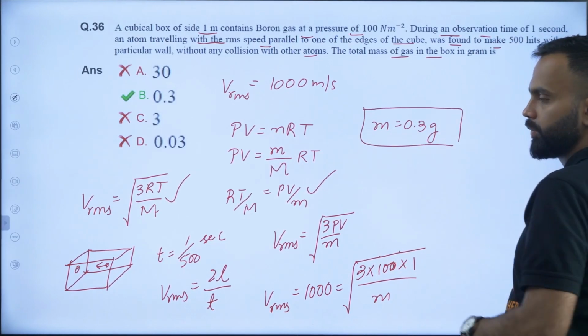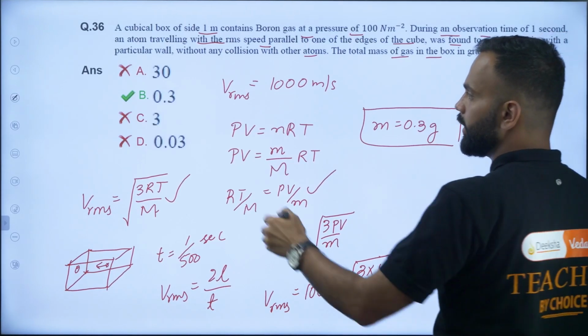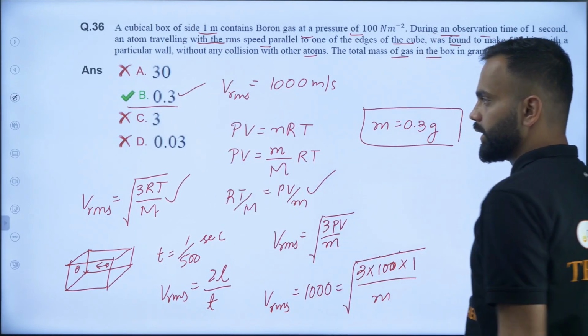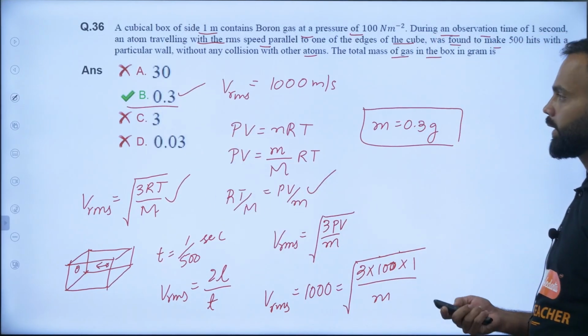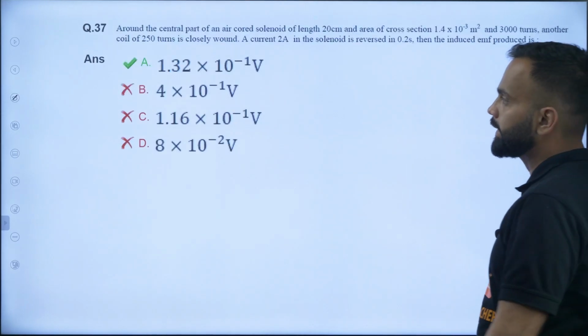Okay. This is a bit lengthy calculation, right? Yeah. So the correct option is B. Okay. Question number 37.